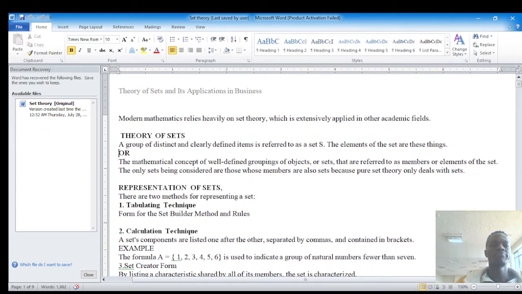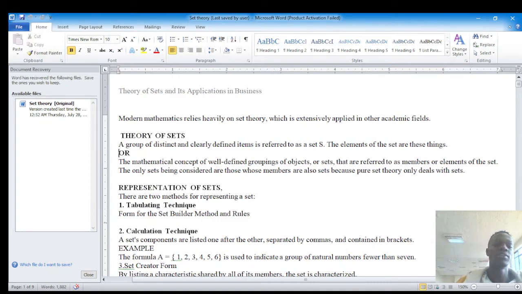Now let's define the theory of sets. It's a mathematical concept of well-defined groupings of objects, referred to as members or elements of a set. The only sets being considered are those whose members are also sets, because pure set theory only deals with sets. So this theory deals with sets only.